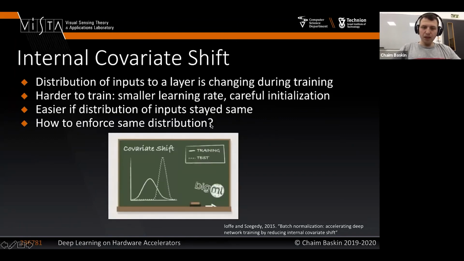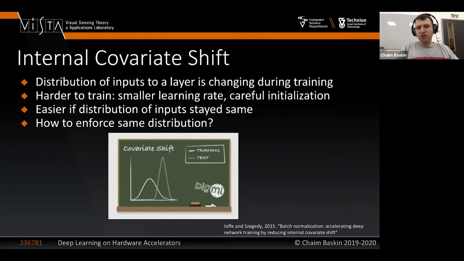So, what is internal covariate shift? It means that if you have a training distribution and your test distribution is shifted, you already trained for some distribution and at test you have another distribution of the activations. It can harm your performance, because another distribution may lead to another prediction and harm the accuracy. So the distribution of inputs to a layer is changing during training.